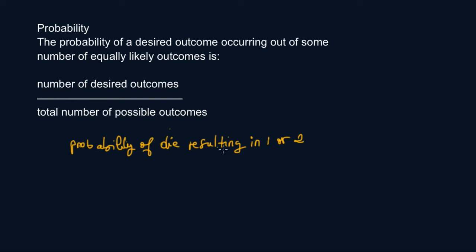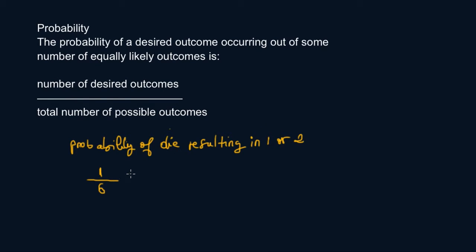All right. So what's the probability of a die resulting in 1? So you need 1. What's the total number of possible outcomes? When you throw a die, there are 6 possible outcomes. So the probability of a die resulting in 1 is 1, that's my desired outcome, over the total number of possible outcomes, and that's 6. But here the question is resulting in 1 or a 2.